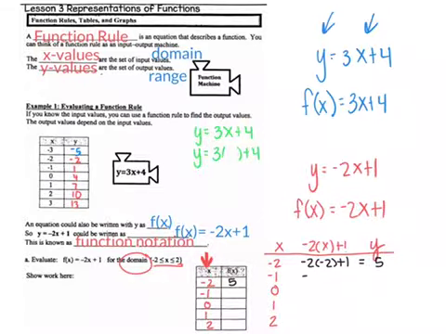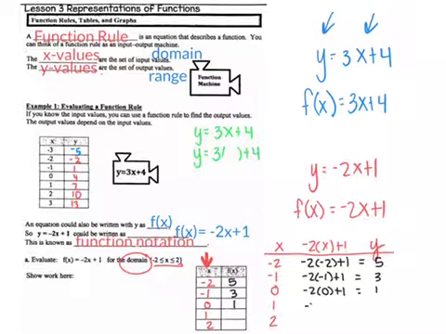I'm going to try the same rule, this time replacing x with a negative 1. This would give me positive 2 plus 1, which is 3. So when we input a negative 1, we get a value of 3. I'm going to do the same rule, this time replacing x with 0. When I solve this, negative 2 multiplied by 0 is 0, plus 1 is 1. So when x is 0, y is 1.